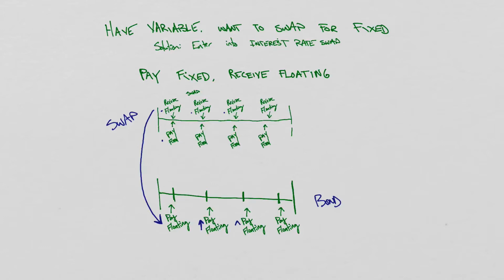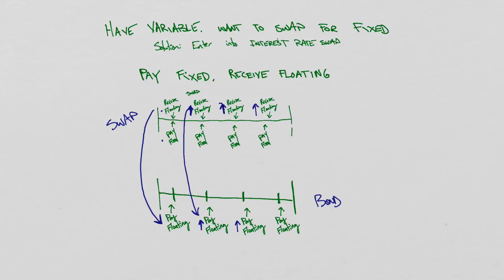So no matter what interest rates do, even if interest rates rise, for example, we'll receive enough from our floating component of the swap to offset that higher cost on our underlying bond. And the net result is that we just pay a fixed interest rate.